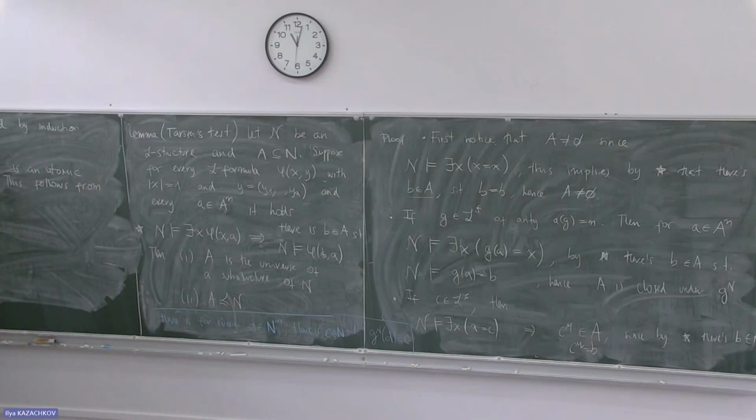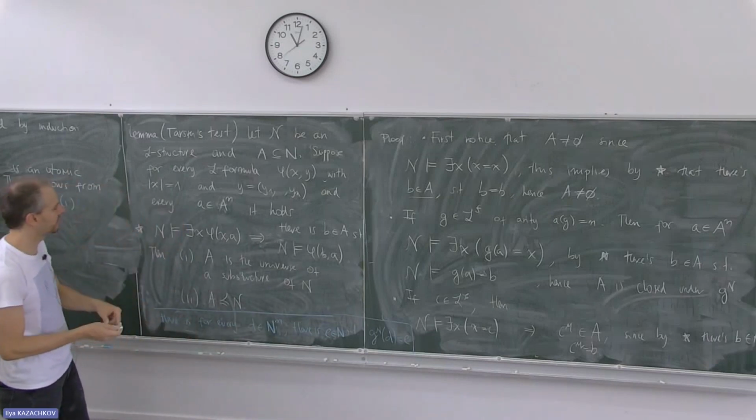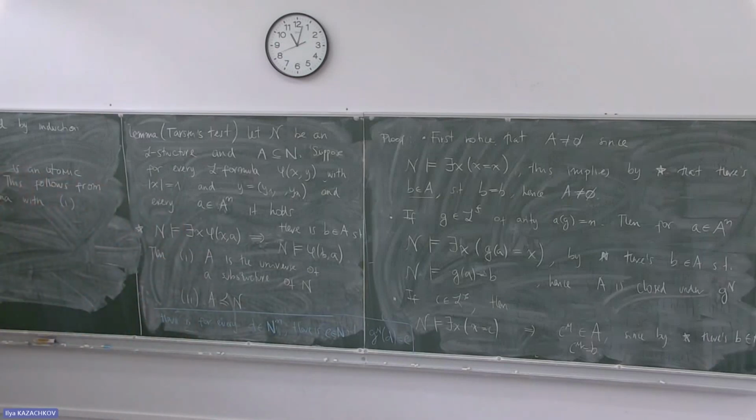From our lemma with part 1, right? In part 1, we already have that we have a substructure, and the lemma says that atomic formulas were preserved, well, quantifier-free formulas were preserved with an embedding. So the basic step is just this one.